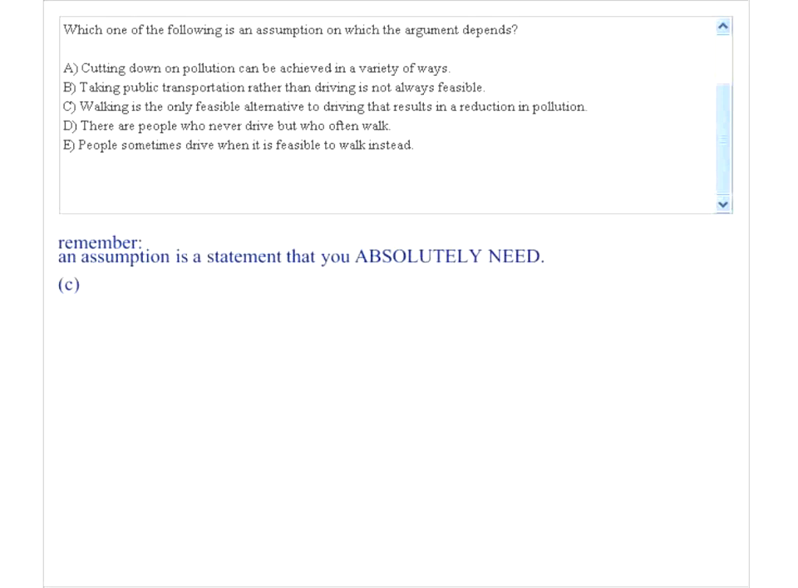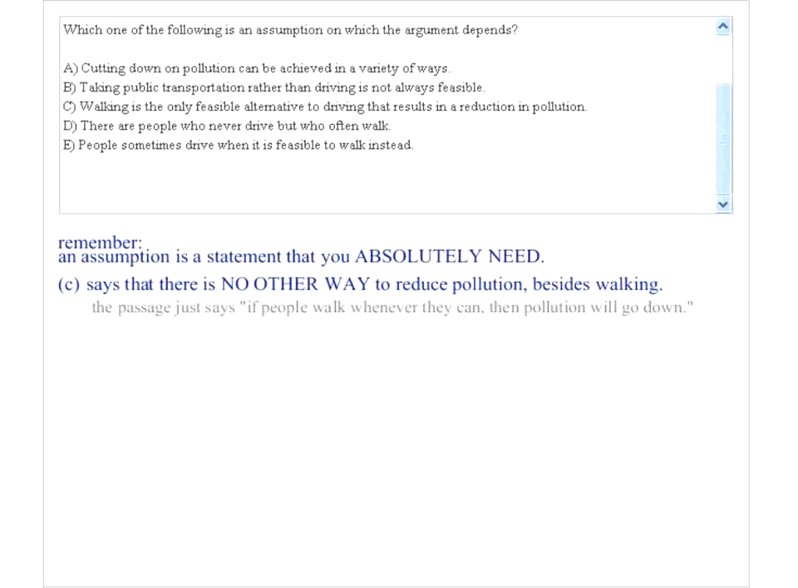All right, now that is not a necessary statement, because that's not what this passage is concerned with. If you look at the passage, it just says, if people walk whenever they can, then pollution will go down. This doesn't require other means of pollution to be absent. This is just talking about what happens if people do walk. This doesn't require anything to be true in the case that people don't walk. So this doesn't require anything about the presence or absence of other means of reducing pollution.